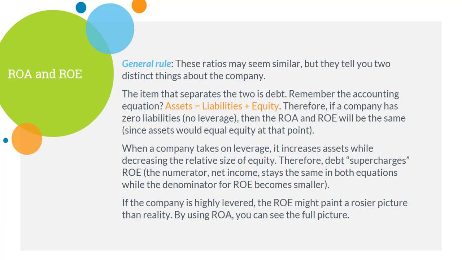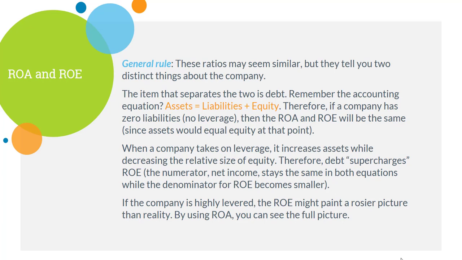So if a company is highly levered, if they have a lot of debt and not a lot of equity, then the ROE will paint a rosier picture than what is actual reality. So by using ROA, you can kind of see the full picture. So it's kind of two sides of the coin. With ROA, you can see how the assets are being utilized, and ROE is kind of seeing how the debt is being utilized.